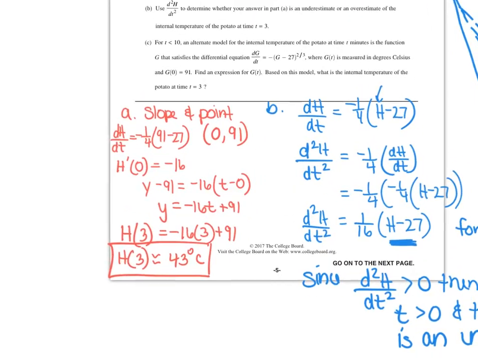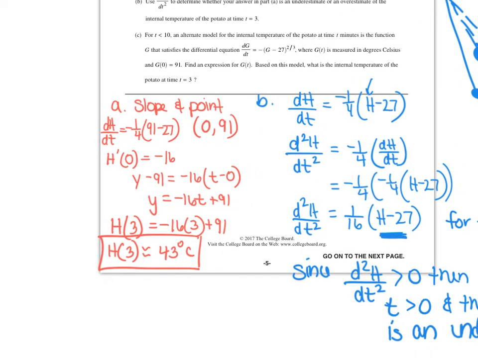Okay, so let's take a look at part C. It says for t less than 10, an alternate model for the internal temperature of the potato at time t minutes is the function G that satisfies that differential equation dG/dt. So remember, it's again giving you the rate of change with respect to time of the internal temperature of the potato. Anytime you see dG/dt and the other one dH/dt, remember that you're given the derivative. So when you're asked to find the model, how do we work backwards? We need to integrate.